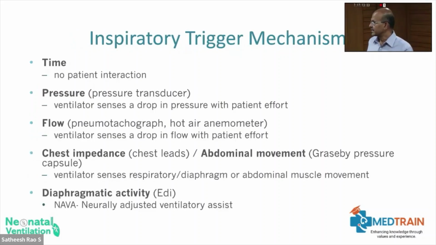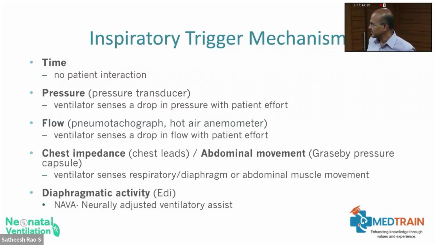So in the inspiratory trigger mechanism, time cycling can be there where there is no patient interaction. The pressure transducer is usually at the ventilator end, and the proximal end has the flow sensor, the pneumotachograph or the hot wire anemometer. During the next session, he will explain the flow sensor as well. The ventilator senses a drop in the flow with the patient effort, and that flow difference is because of the heater, where the electric activity is changed and it picks up the flow difference.